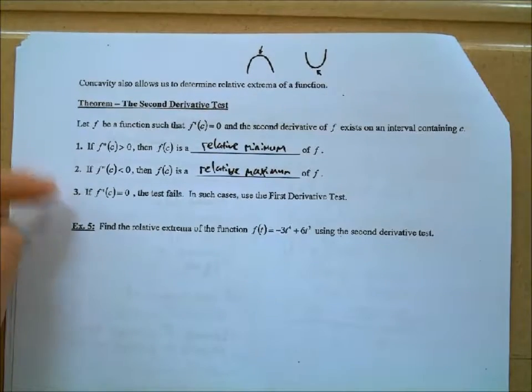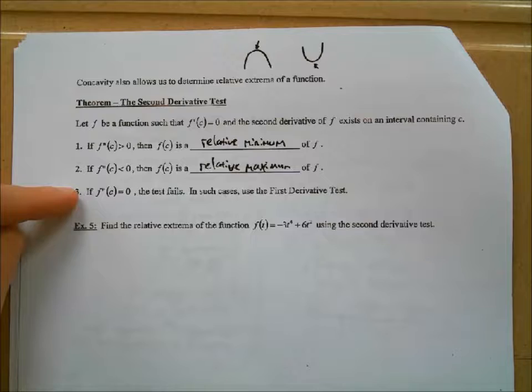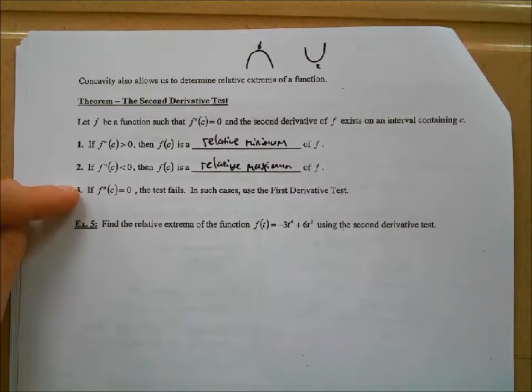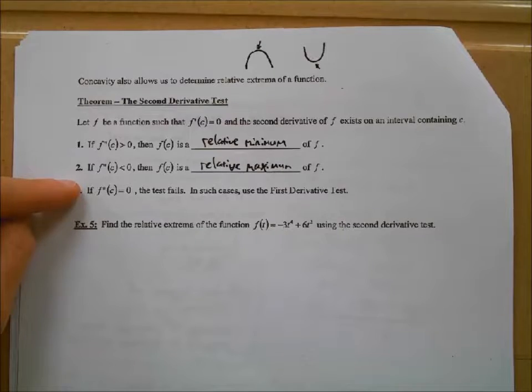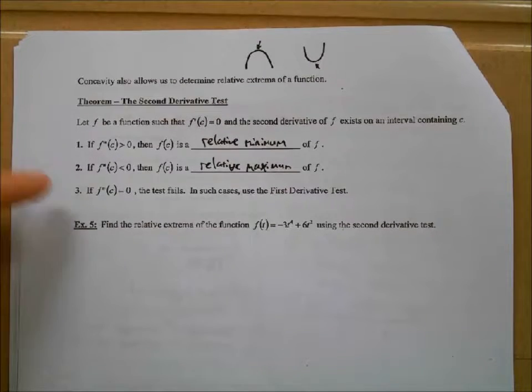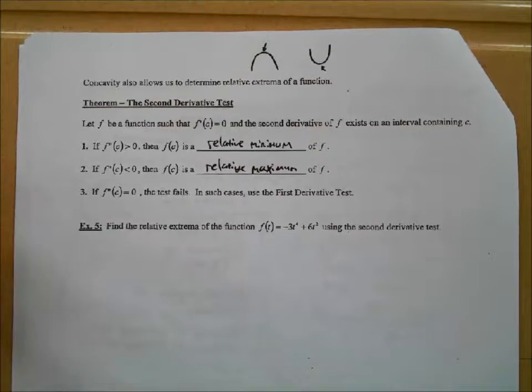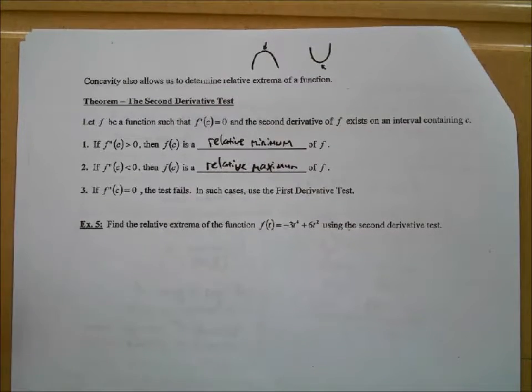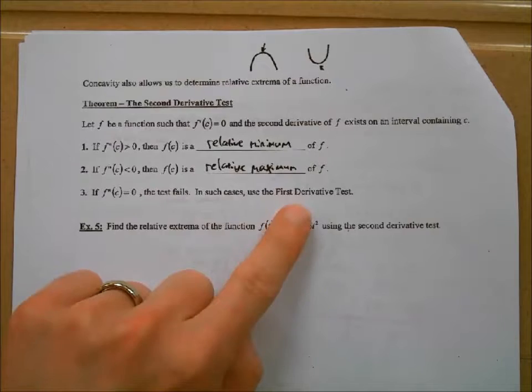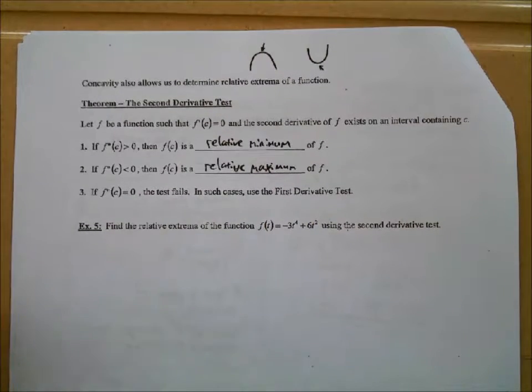But if f double prime of c is equal to 0, the test fails. Interestingly, the second derivative test fails if the second derivative equals 0. We can't determine the concavity at that point, or the concavity, sorry, is 0. It's not concave up or concave down, and so we have to then go to the first derivative test, or at least say inconclusive if we maybe can't use the first derivative test. All right, so let's do it here.